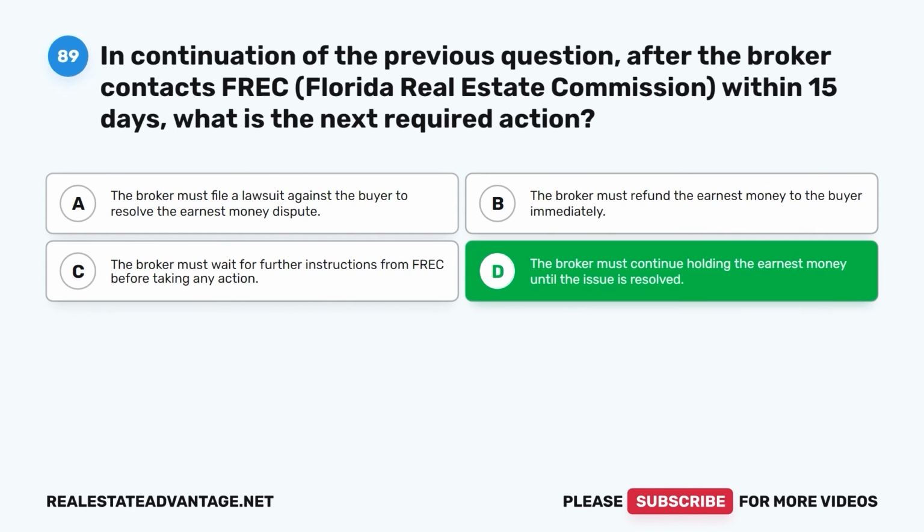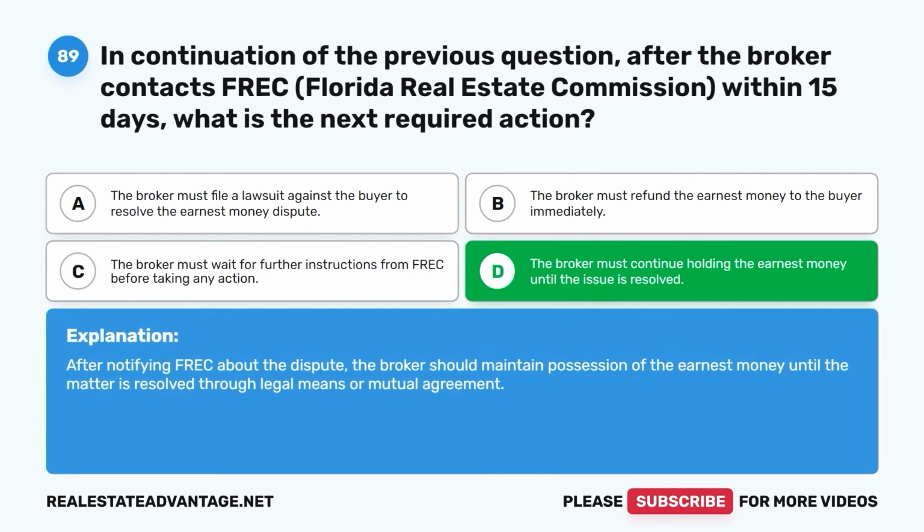The correct answer is D. The broker must continue holding the earnest money until the issue is resolved. After notifying FREC about the dispute, the broker should maintain possession of the earnest money until the matter is resolved through legal means or mutual agreement.